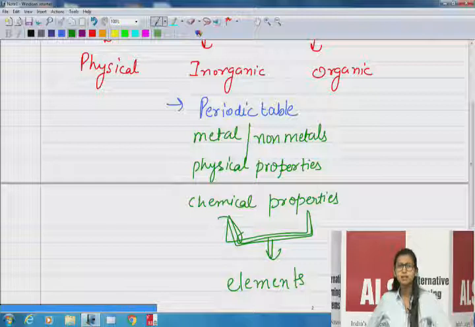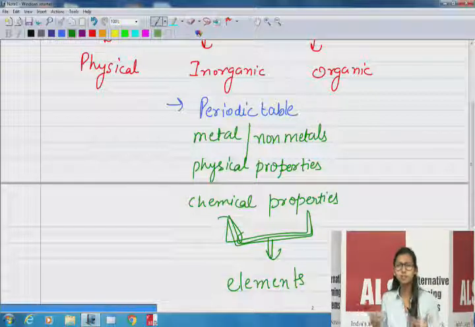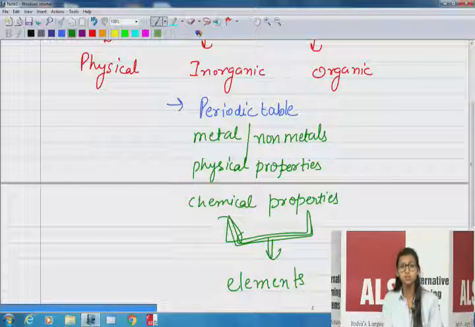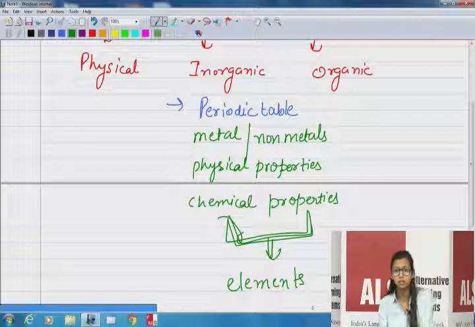Why have they made that table? Why can they not simply study randomly, and why have they fixed the position of those elements? Any idea, you people? Why do we study the periodic table? Or what is the necessity? What is the use of studying that particular periodic table? Anyone?